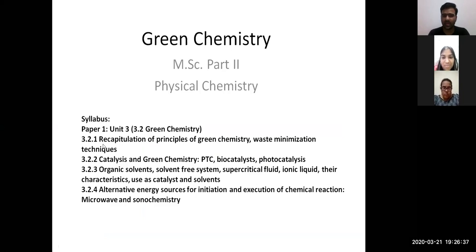Then you have a part on catalysis and green chemistry. So we have phase transfer catalysts, biocatalysts, and photocatalysis, right? I think we'll be covering both 3.2.1 and 3.2.2 as of now.